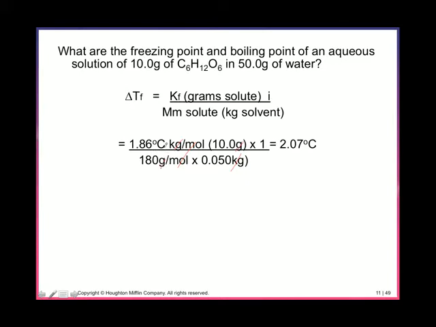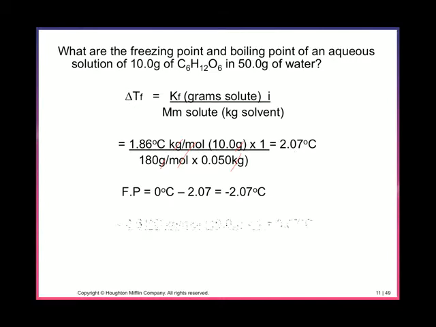And I'm going to be left with degrees centigrade, which is exactly what I want. So this represents the change in the freezing point. Now it's not the freezing point, it's simply how many degrees the freezing point will change. To find the freezing point, I have to subtract the change from the normal freezing point of water, which is 0 degrees. And therefore I get negative 2.07 degrees centigrade for the freezing point. You have to remember to do that because many times people just stop here when they get the change and they think they're all done.